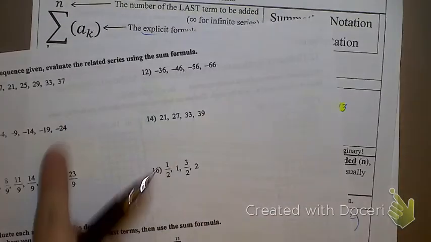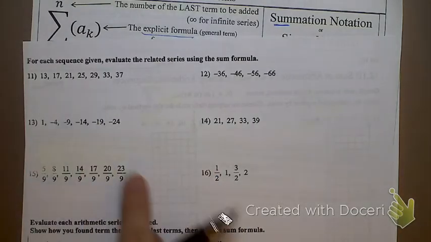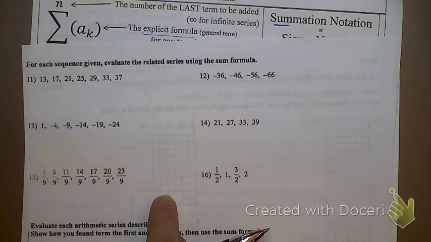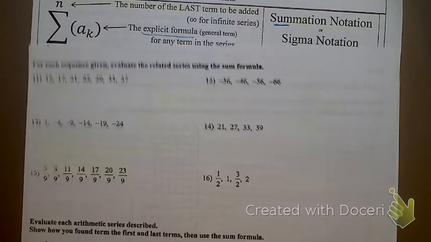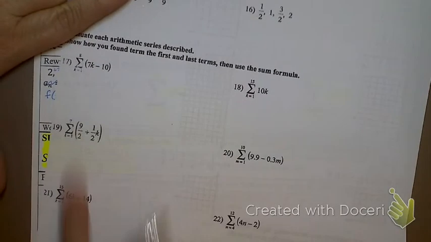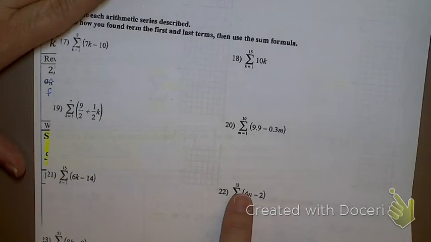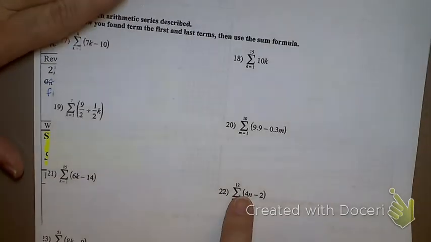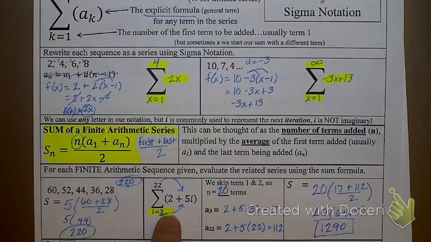On the back side, these ones, you do not need to write the summation notation. I just want you to practice using the sum formula. And again, you can add them up to check that you're doing it correctly. And then these ones, I give you the summation notation. I want you to use the formula to find the sum. So that's just like what we did with this guy right here.